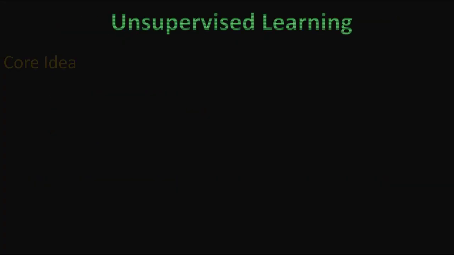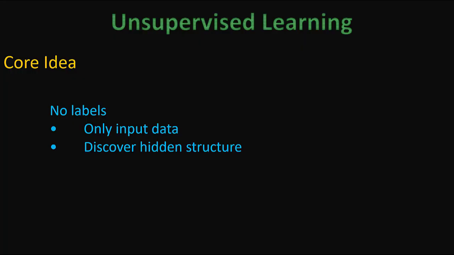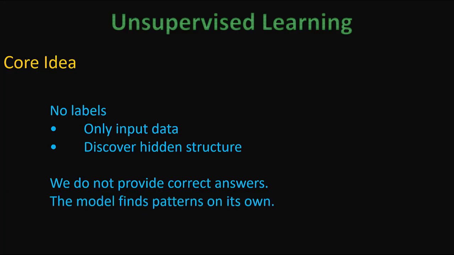Now next is unsupervised learning. The core idea is, in case of unsupervised learning, there are no labels. We are not given what the output is. We are only given the input data. Now the machine discovers the hidden structure. We do not provide the correct answers. The model finds patterns on its own.